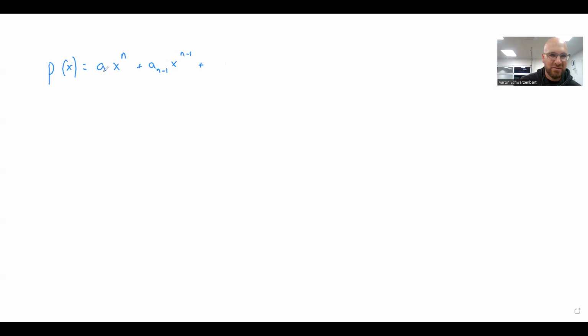The a's, the coefficients, we're only going to deal with ones that are real numbers. You can have ones that are complex numbers, but we're not going to deal with those in this course. And they go down to a sub 1 x to the first. Normally we don't write that first power. Then a sub 0 x to the 0. We also normally don't write the x to the 0 power.